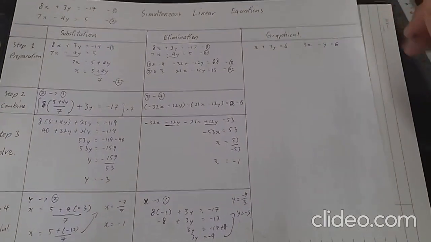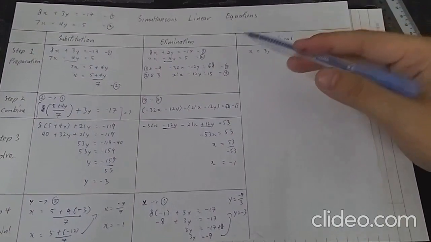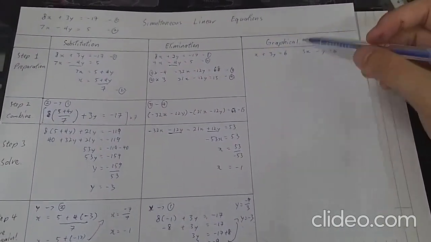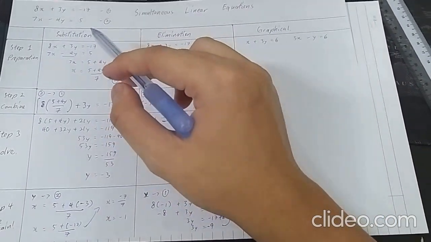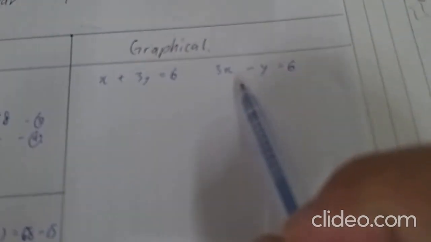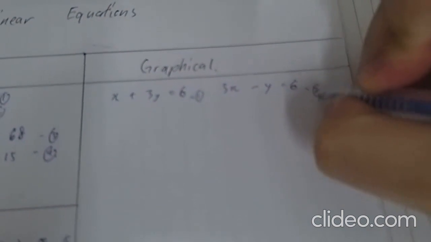Right, we are back and it's time for the graphical method: how to solve simultaneous linear equations graphically. Now I'm not going to use these equations because it will confuse you later on. So I have a new set of equations, these two. I have equation 1 and equation 2.